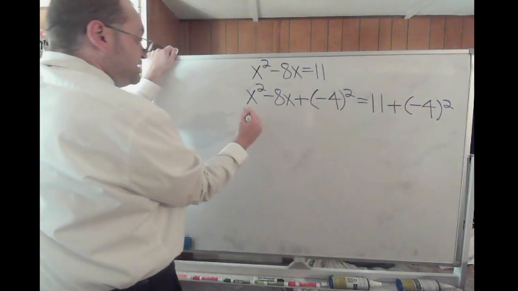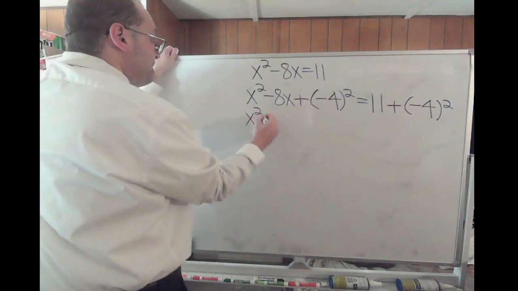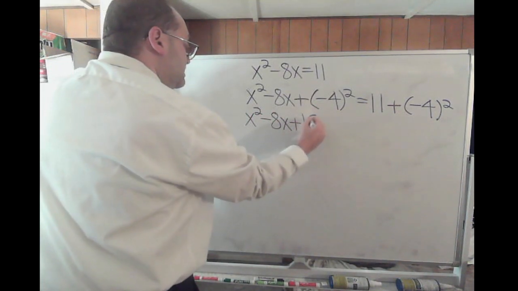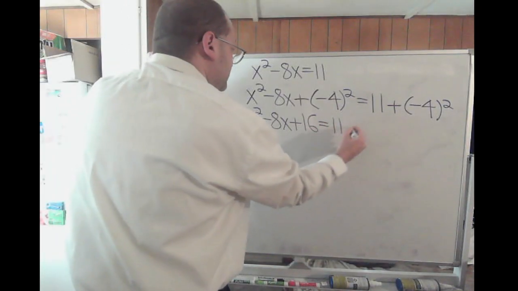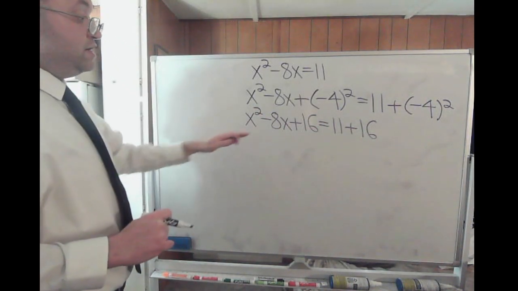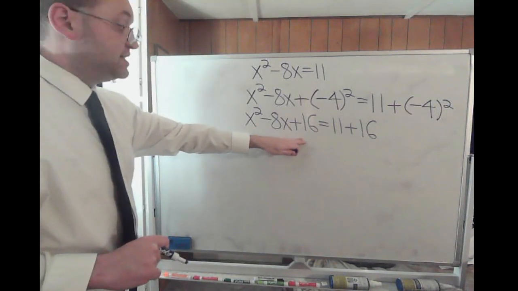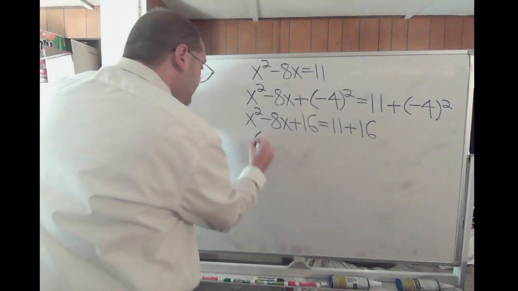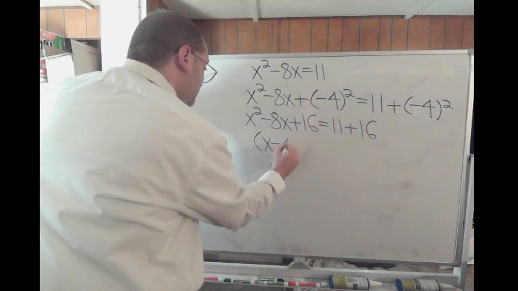Well, let's see, this would turn into x squared minus 8x plus 16 is equal to 11 plus 16. Okay. Well, what do you know? X squared minus 8x plus 16 is a perfect square trinomial. It factors into the quantity of x minus 4 squared.